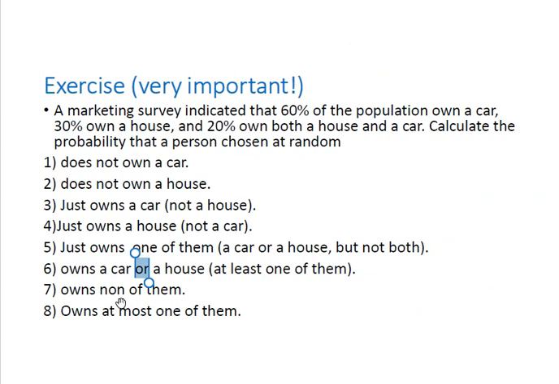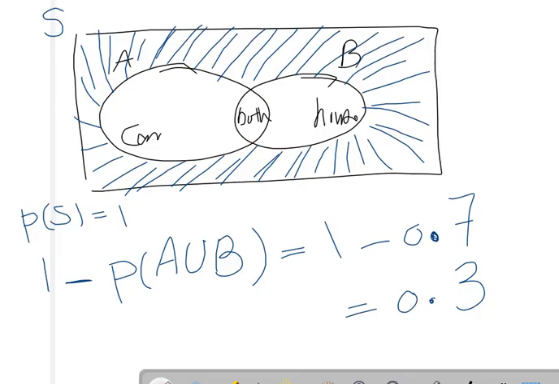And the last one, owns at most one of them. At most one of them means one or less. It means one or none, or anything or nothing, 1 or 0. Okay, how can we solve it? We know about the none. It's none of them. So this area, the blue area, is none of them.